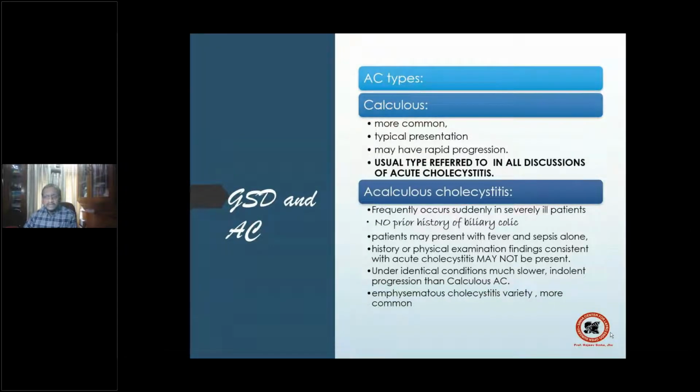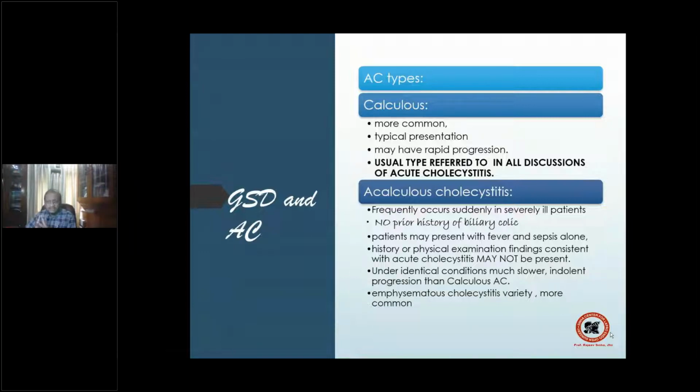The first one is calculous cholecystitis, which is the more common type, with the typical presentation that you know of mostly. It may have a rapid progression or a slightly less rapid one. It is the usual type referred to in all discussions of acute cholecystitis. So whenever you say acute cholecystitis, you basically mean a calculus type of acute cholecystitis.